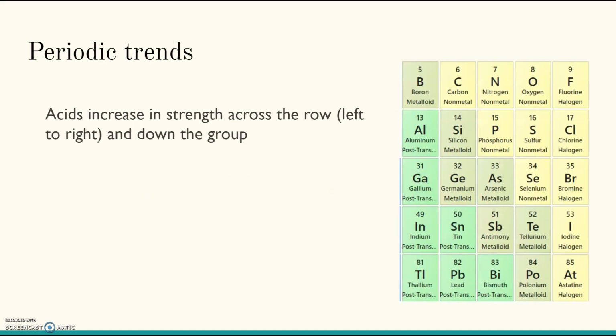The second rule that we use to help determine the strength of an acid has to deal with periodic trends. And this especially works with a monoprotic acid, that the strength of acid is going to increase as you go across the row. So as you go from left to right, it's going to increase in strength. And then as you go down the table, it's going to increase in strength as well, which means that hydrobromic acid will be a stronger acid than hydrochloric acid.